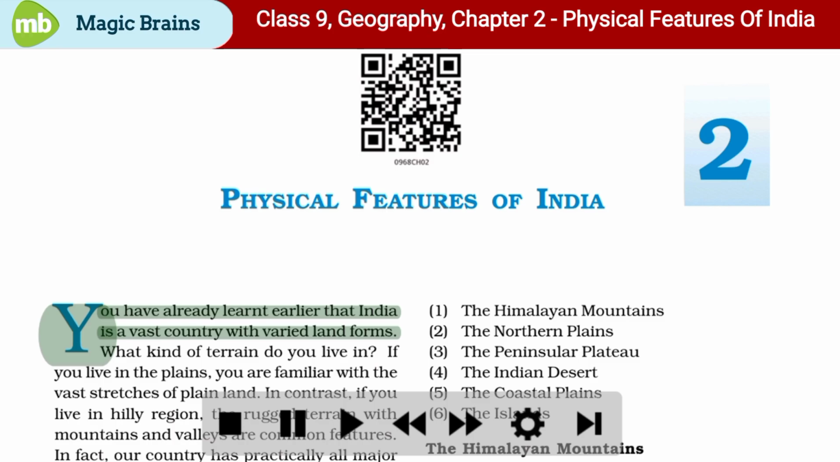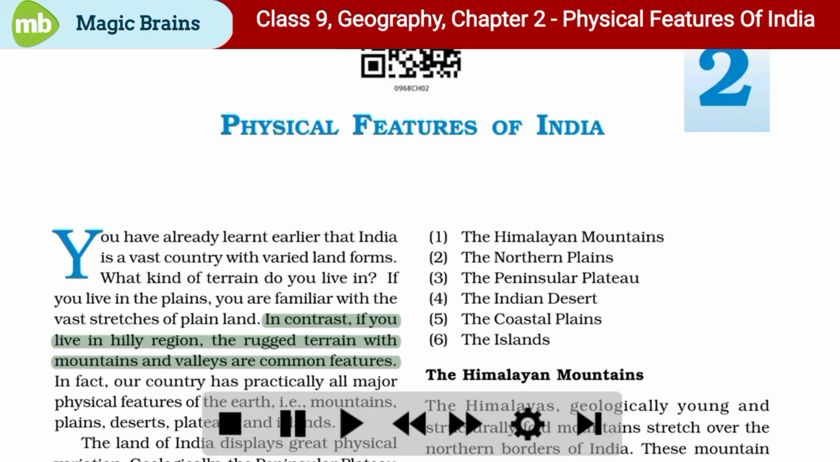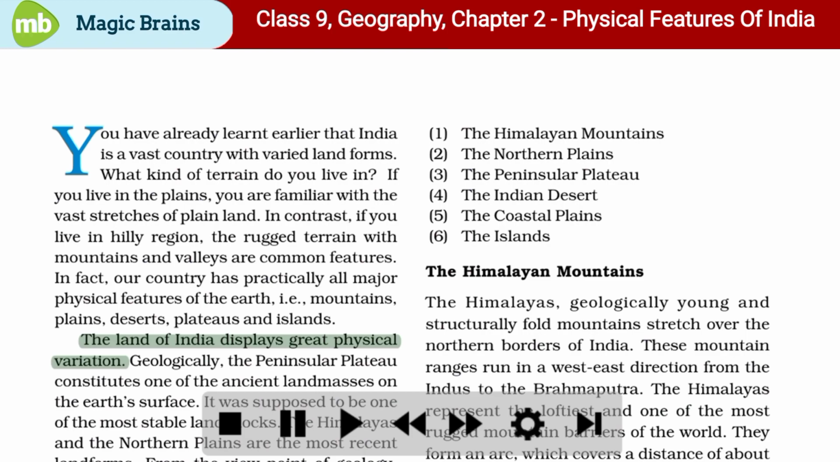Friends, you have already learned earlier that India is a vast country with varied landforms. What kind of terrain do you live in? If you live in plains, you are familiar with the vast stretches of plain land. In contrast, if you live in a hilly region, the rugged terrain with mountains and valleys are common features. In fact, our country has practically all major physical features of the earth, that is, mountains, plains, deserts, plateaus and islands. The land of India displays great physical variation.